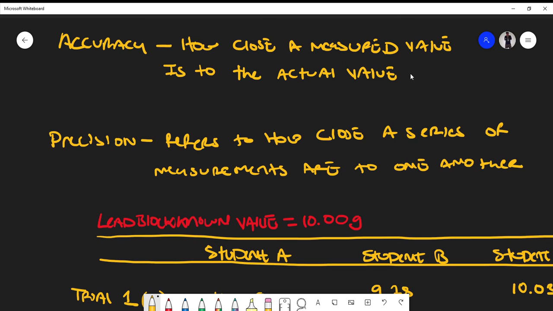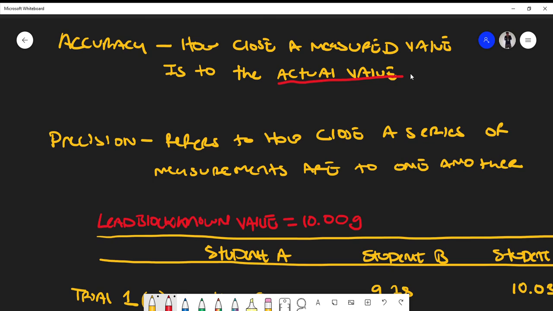Starting with the definition, accuracy in chemistry is how close a measured value is to its actual value. This actual value is key. So let's say you go in the lab and you have a lead block, and we know the actual mass of the lead block is, let's say, 9 grams. Then you would compare your measurement to the 9 grams, and if you're close to 9 grams, let's say you're 8.99 or even 9.01, we'll say you're pretty accurate.